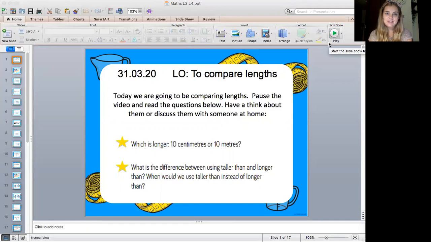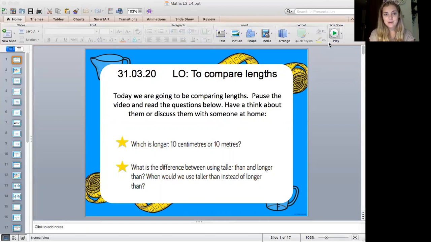Your learning objective is to compare lengths. To compare, what does that mean? Do you remember? If we are comparing, we are finding out the differences and the similarities of two things.